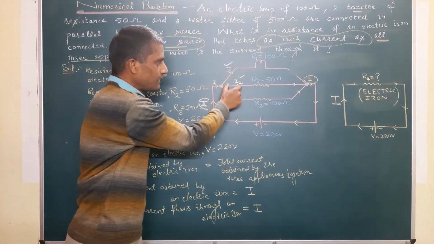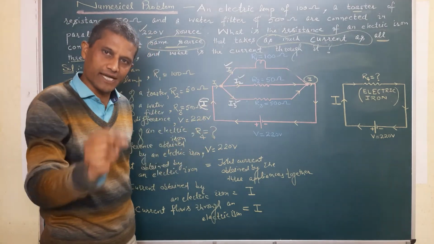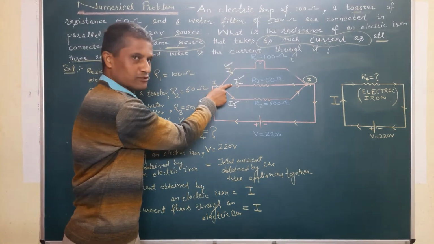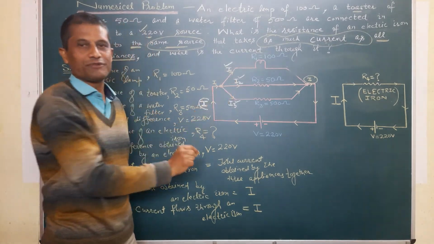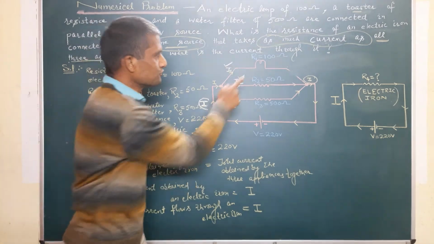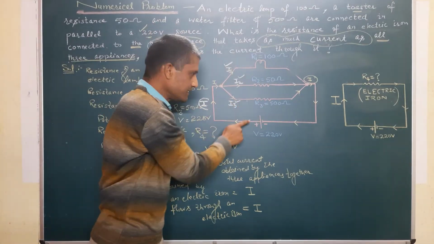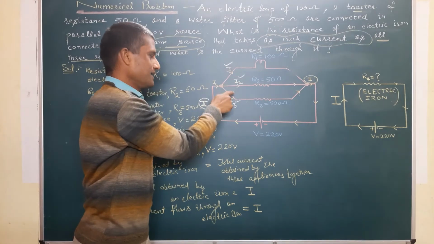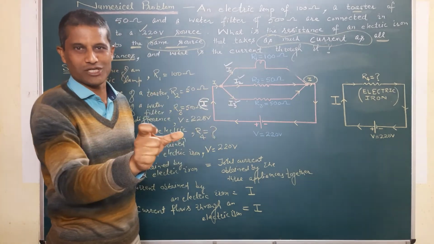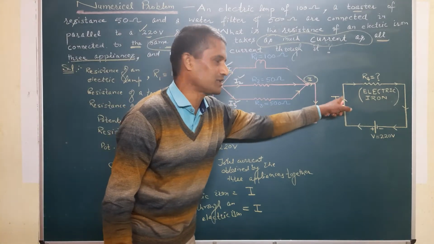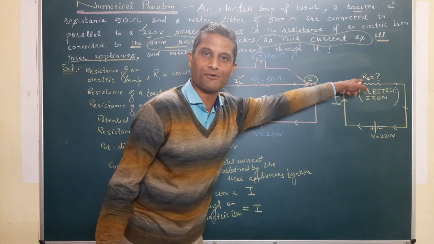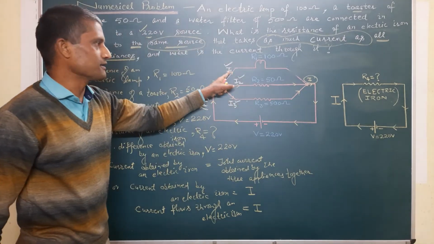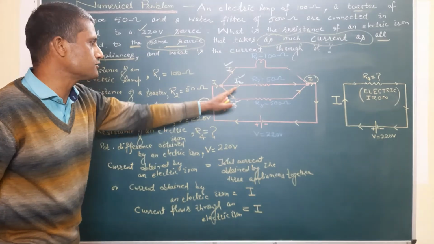Once we know the values I1, I2, I3, we will write that in a parallel combination the total current is always equal to the sum of the currents flowing through the individual resistances. That means I is equal to I1 plus I2 plus I3, and that total current I would be taken to find out R4. That's how we are going to reach the destination. So let us start by finding I1, then I2 and then I3.